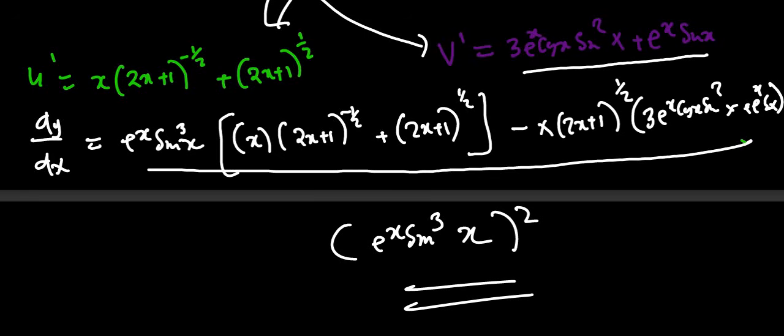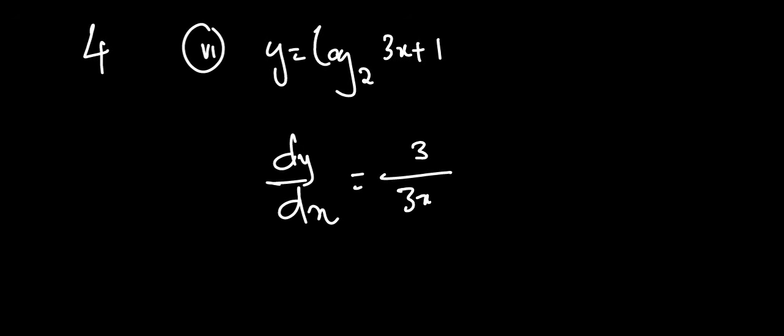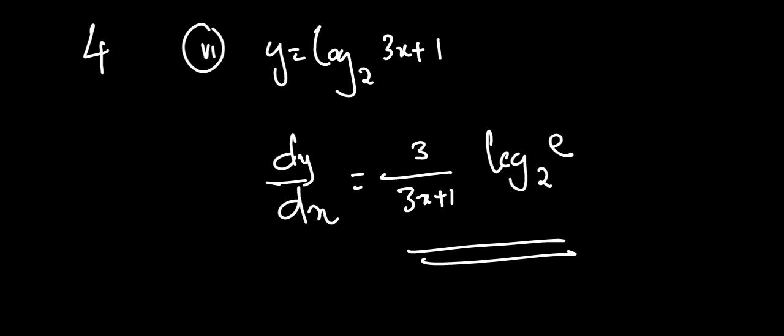So this is how we're supposed to do question number 4v. Then the last one on question 4, 4vi, is under log, and there's a formula already for this. There is a 2, then there is a 3x plus 1. So dy/dx is just going to be 3 over 3x plus 1, then the log of this. So this is what we do for question number 4.